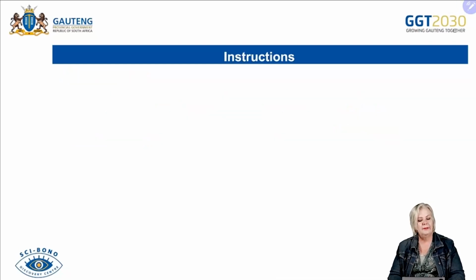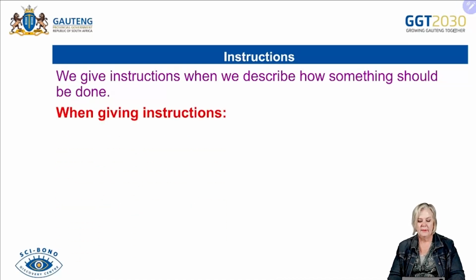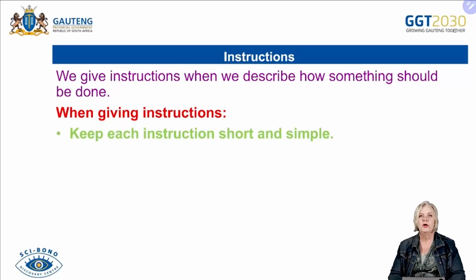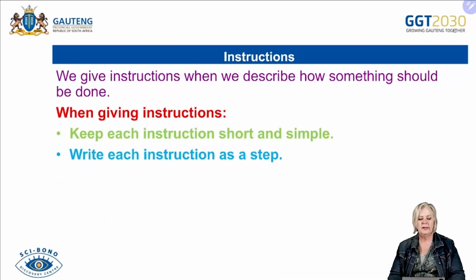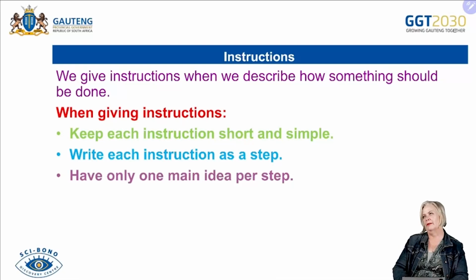Let's take a look at instructions. We give instructions when we describe how something should be done. When we give instructions, we keep each instruction short and simple. We write each instruction as a step. Have only one main idea per step. Now let's stop there for a second.